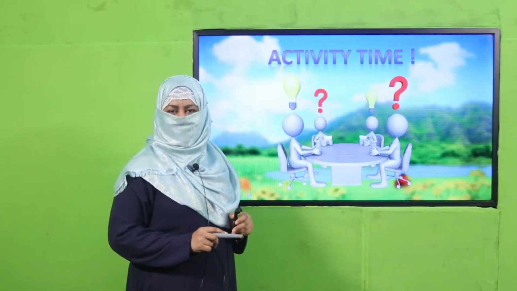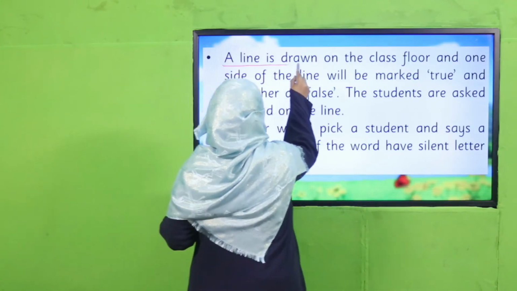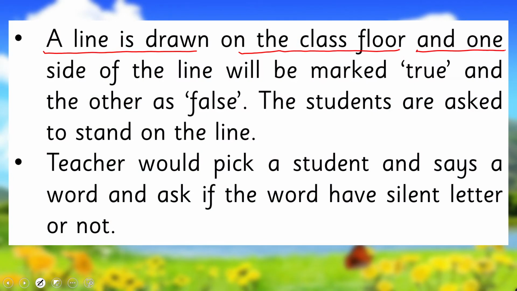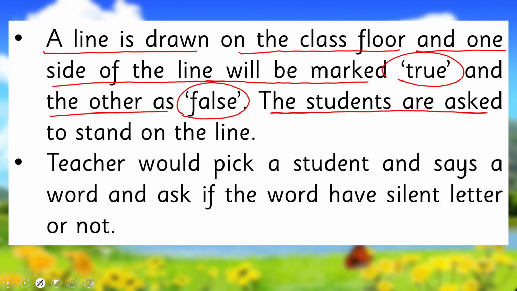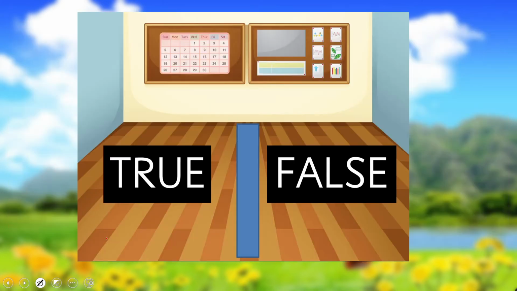So after learning about silent letters, it's time for an activity. It's a very interesting activity. A line is drawn on the class floor, and one side of the line will be marked true and the other side will be marked false. The students are asked to stand on the line. The teacher picks a student, says a word, and asks if the word has a silent letter or not. You will prepare your class like this: there is a line, a true side and a false side, and students will be standing on this line.